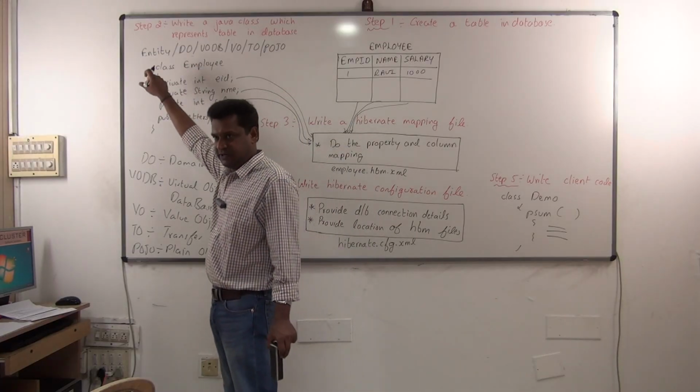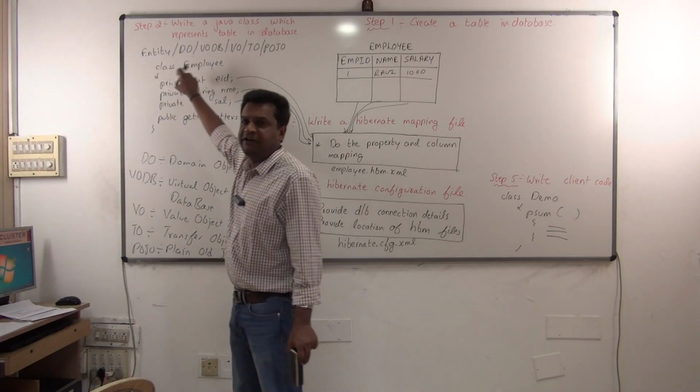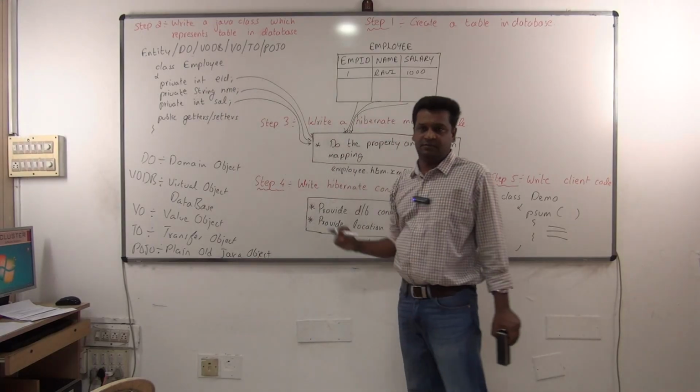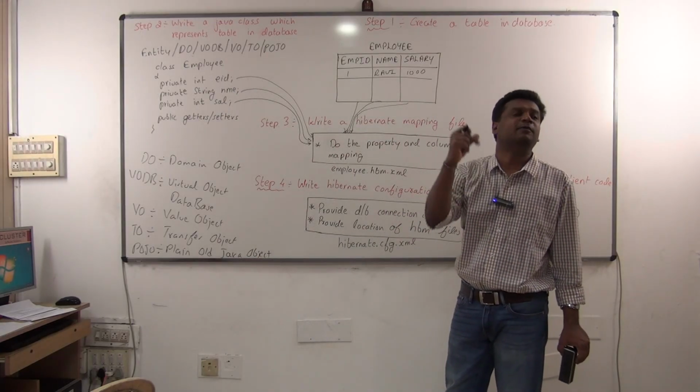Now I'll explain two points here. Entity. Why is it called an entity? Because it represents one record. So that's why it is called an entity. That's how it gets the terminology.